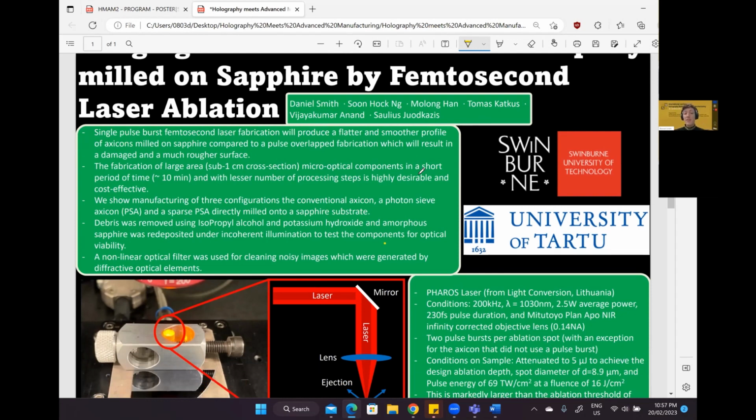Today you're going to learn how single pulse femtosecond laser fabrication can produce a flatter and smoother profile for surfaces known as binary surface axicon and binary surface photon sieves. Then you'll see some results, how these diffractive optical elements can be easily upscaled from 5 by 5 millimeters to even meter scales in easy amounts of time. And then you'll see how these diffractive optical elements can be used in imaging applications, which we will apply a nonlinear noise filter to screen the noisy images. So for now, let's target that fabrication technique.